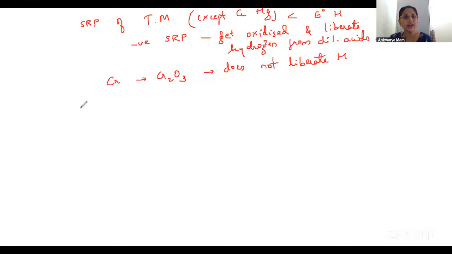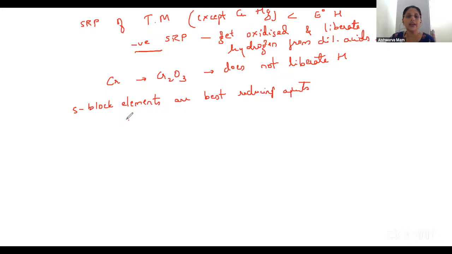In spite of their negative SRP values, transition metals are not that good reducing agents. Like how you have S block elements, they are best reducing agents. Yes or no? We have studied this. S block elements are the best reducing agents, because they have got high heat of sublimation and high ionization energy. Comparatively to S block, though the SRP values of transition elements are negative, the d block elements are not that good reducing agents.